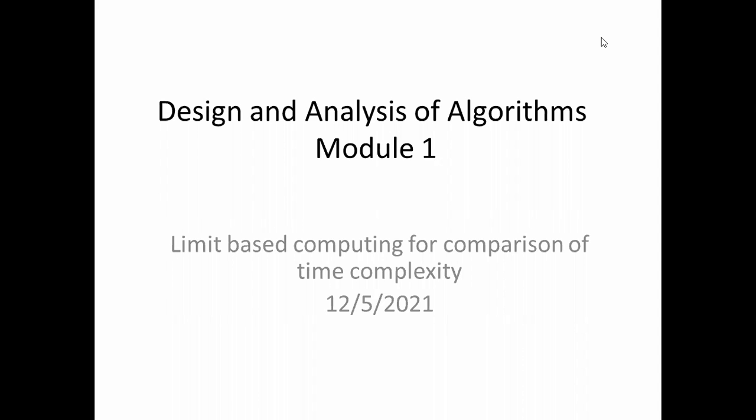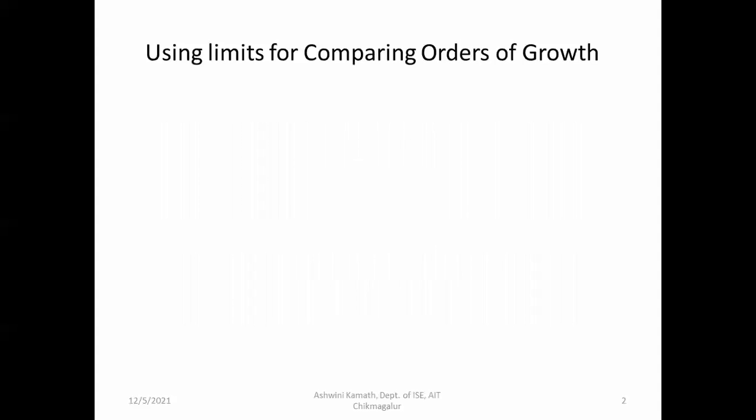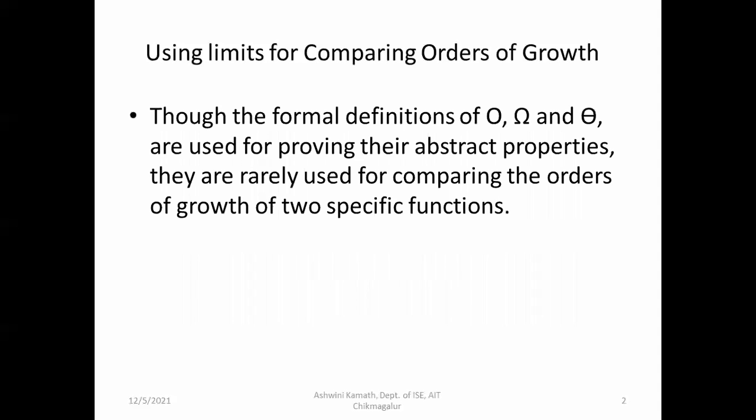Today, we'll discuss limit-based computing for comparison of the complexity, time complexity, using limits for comparing orders of growth. We know that the formal definitions we have discussed, big O, omega, and theta, are used for proving their abstract properties. Big O for smaller order of growth, omega for larger order of growth, and theta for equal order of growth. They are rarely used for comparing the orders of growth of two specific functions.